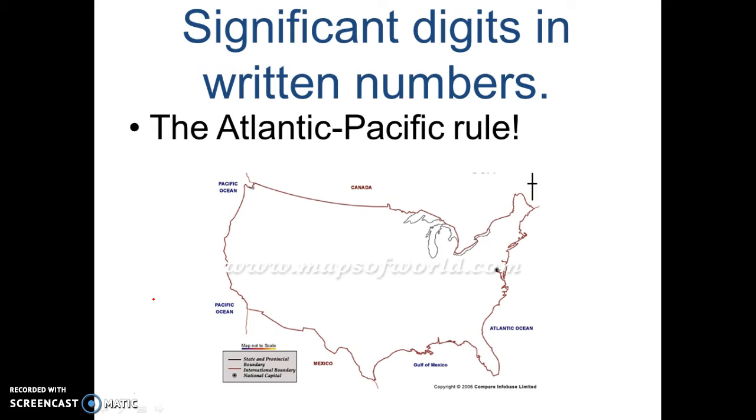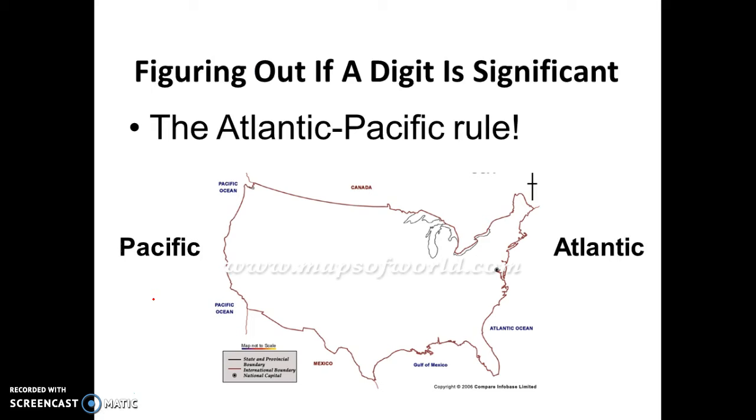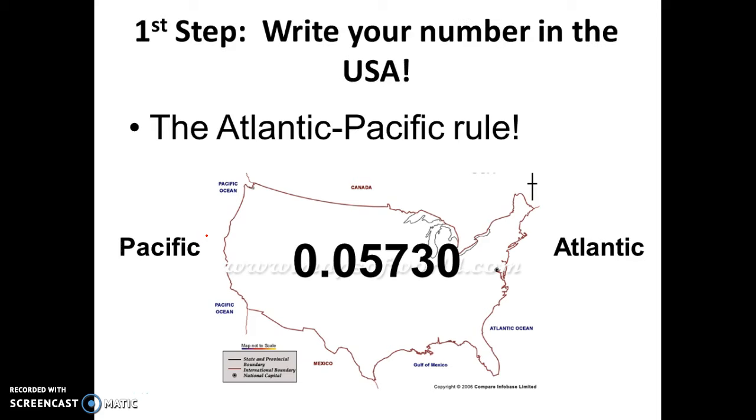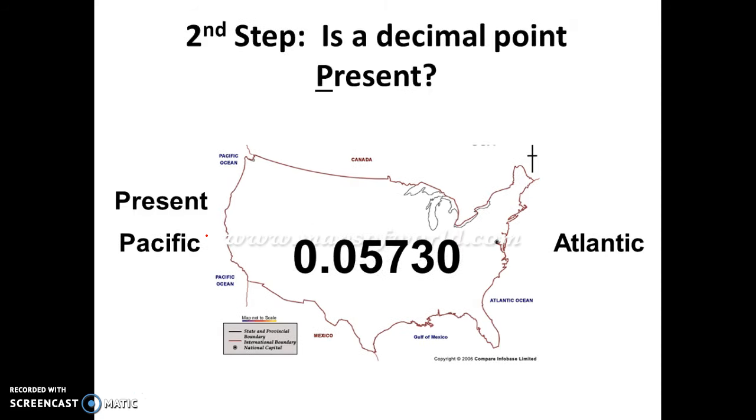So we're going to use the Atlantic-Pacific rule to determine significant figures, or sig figs. And just in case you needed a little background knowledge, the Atlantic Ocean is on the right side of the United States, and the Pacific Ocean is on the left side of the United States, just as background information. So the first step is you're going to write your number in the USA. You write your number out. And again, Pacific's on the left, Atlantic's on the right.